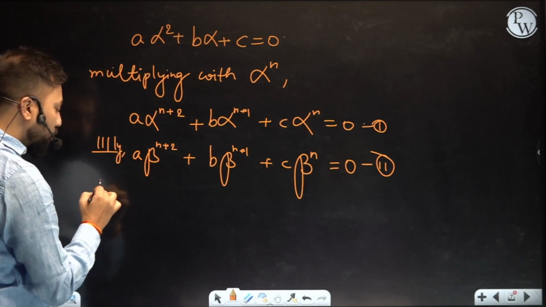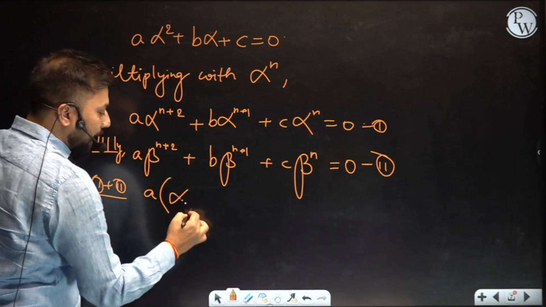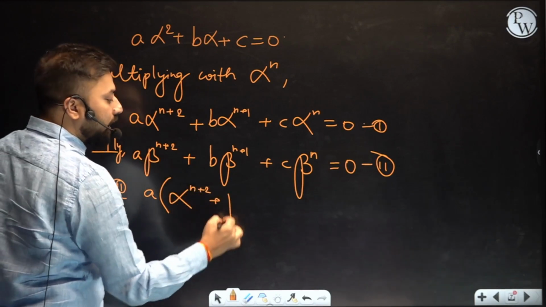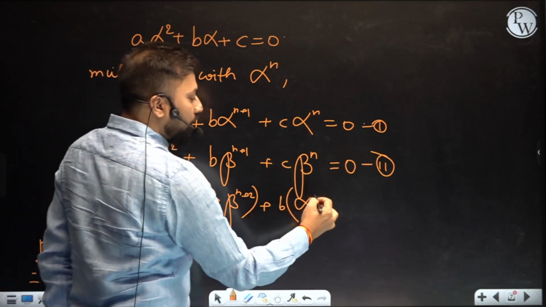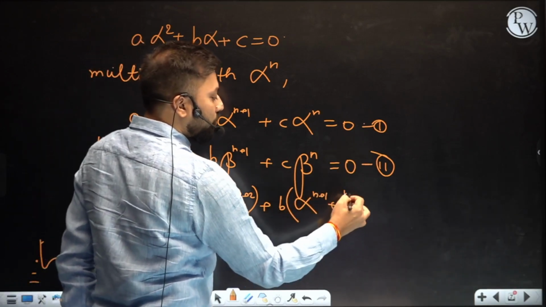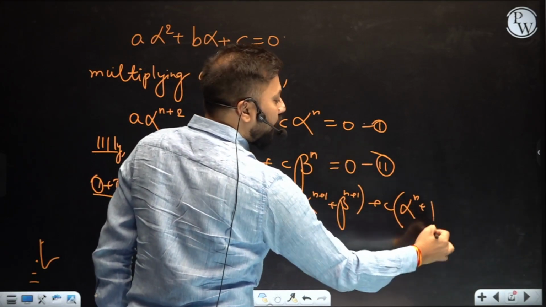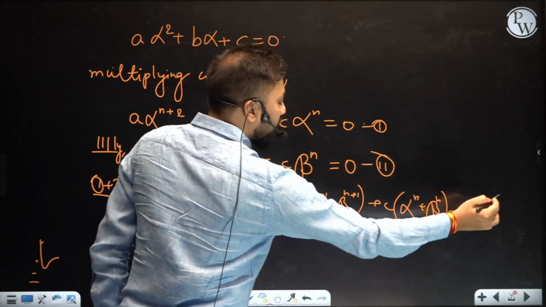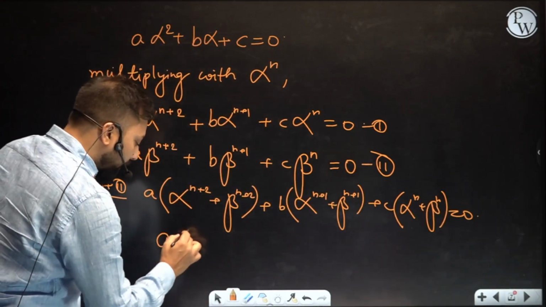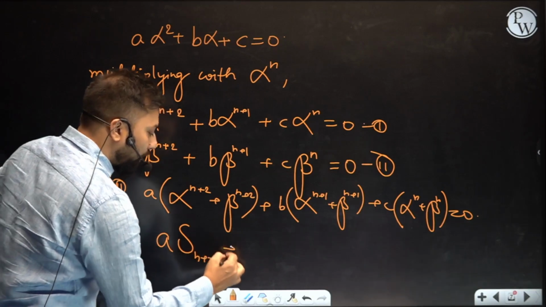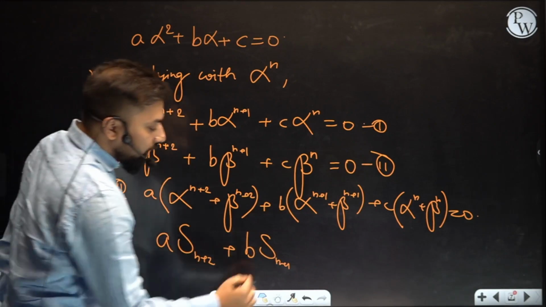So if we add 1 plus 2, what we get is a times alpha raised to the power n plus 2 plus beta raised to the power n plus 2, plus b times alpha raised to the power n plus 1 plus beta raised to the power n plus 1, plus c times alpha raised to the power n plus beta raised to the power n is equal to 0. Now what is this? This is S of n plus 2, and this is S of n plus 1. And what is this one?